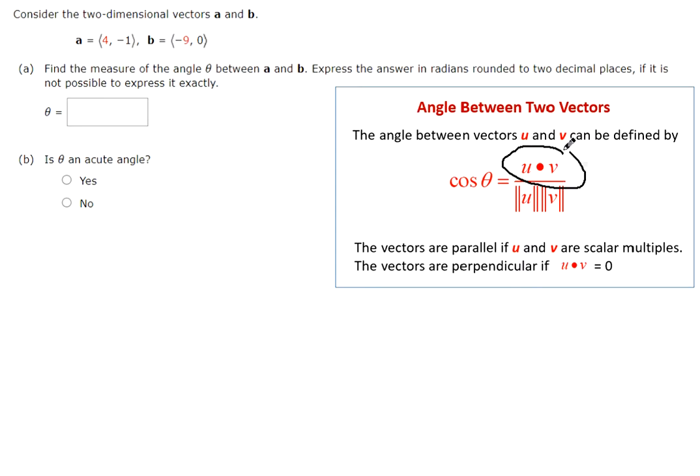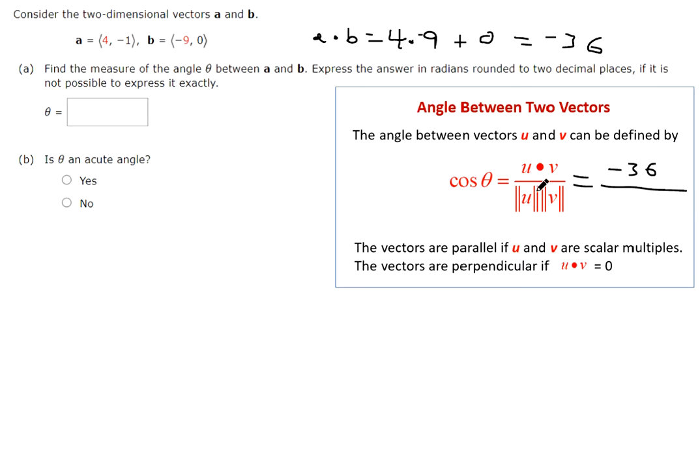So we first want to compute the dot product of U and V, in this case, the dot product of A and B. And so that means we just multiply the first components. So 4 times -9, and then add the multiplication of the second components, -1 times 0. It's -36.